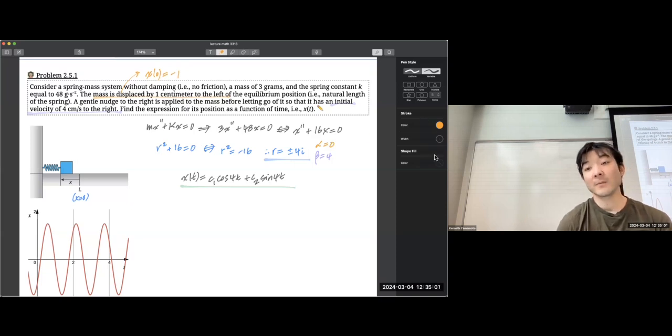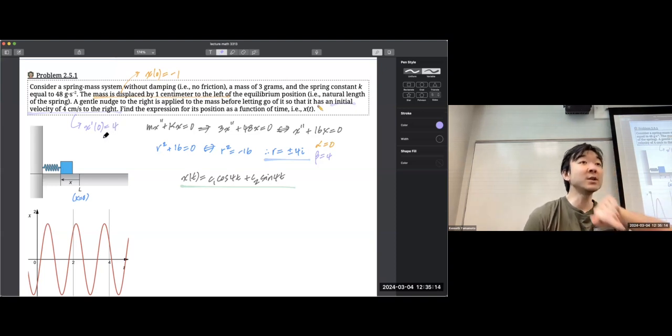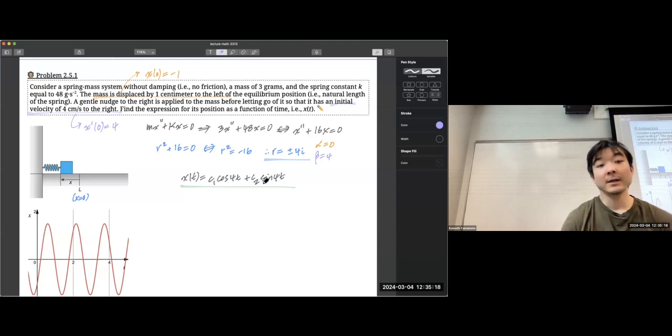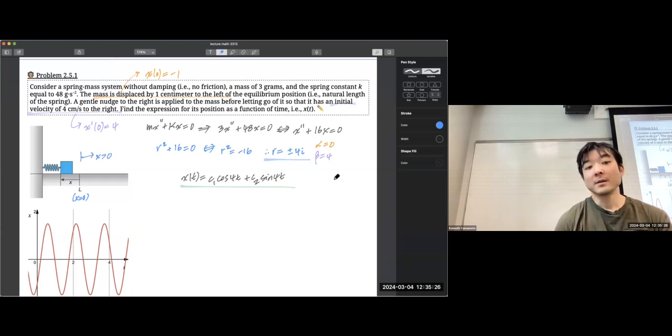And then the velocity is 4 centimeters to the right. So x prime at the initial time is equal to what? Just positive 4 because it's nudged to the right. Now, if it was nudged to the left, it would be negative 4 because the direction, right, is using this convention that this way is positive. So that's the only two conditions.